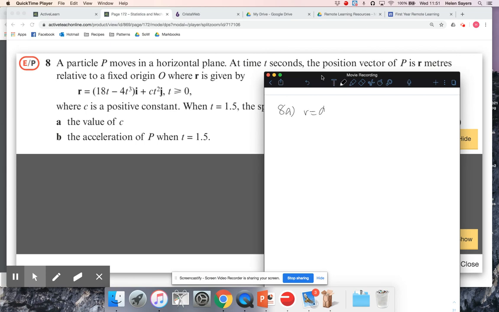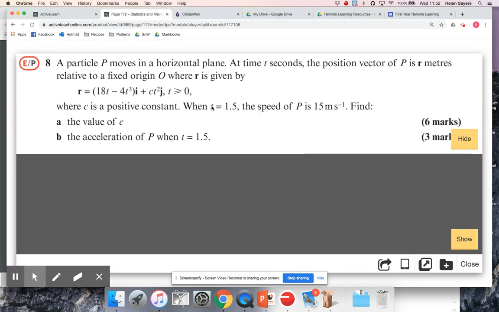So velocity is the differential of the position vector. So the 18t minus 4t cubed is going to differentiate to 18 minus 12t squared. And ct squared, so c is just a constant that we're going to try and find. So it's the t squared that I need to look at. So if I'm differentiating t squared, I'm going to multiply by 2. I've also got that c there, and the power is going to reduce by 1. Okay, and it tells me c is a positive constant, so that might be relevant later on.